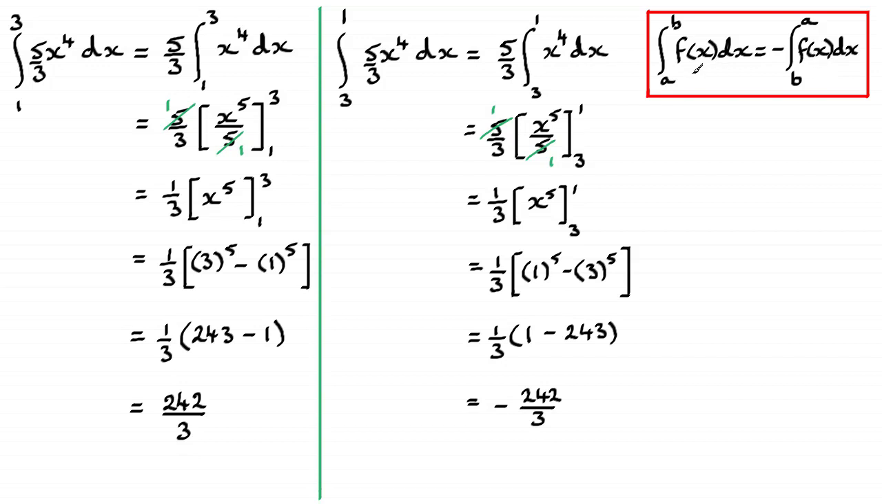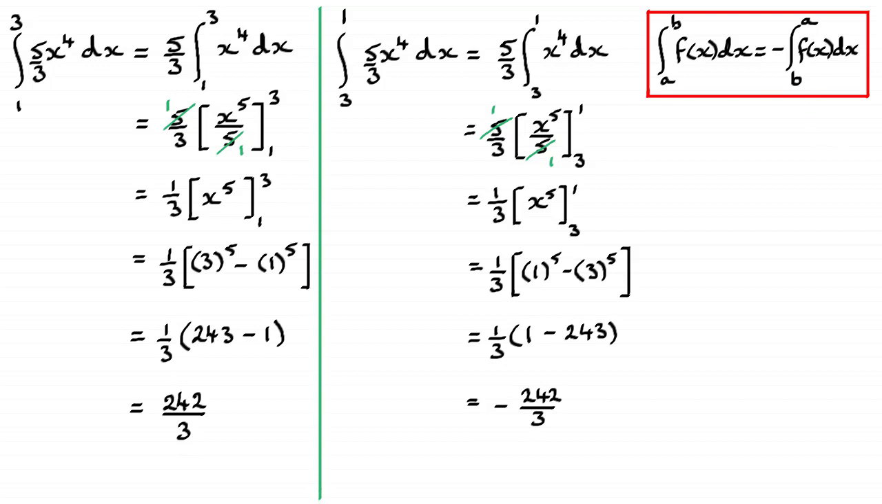And that is that if you're integrating some function of x with respect to x between a and b, it's exactly the same as the negative of integrating f of x with respect to x, but only the limits are going from b to a. We switch them round.